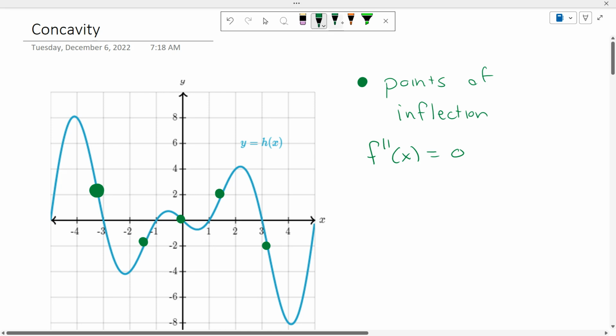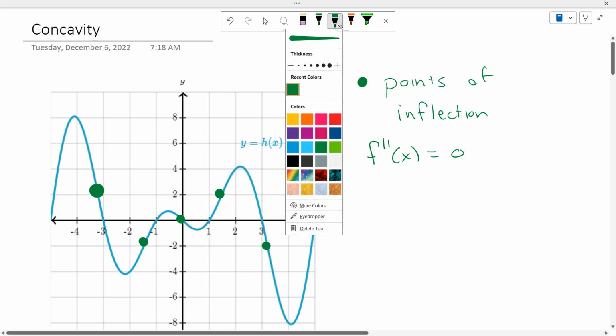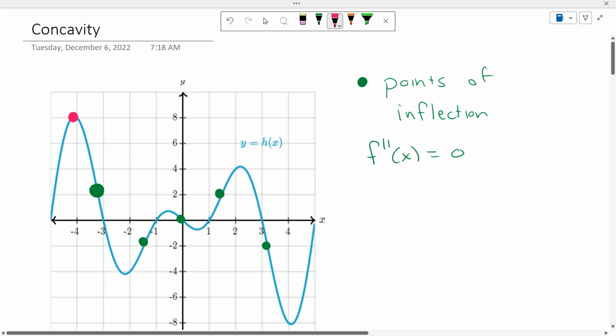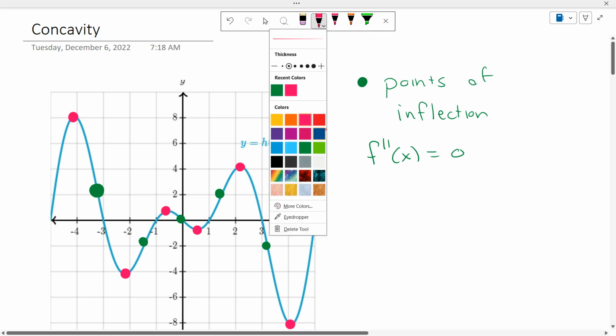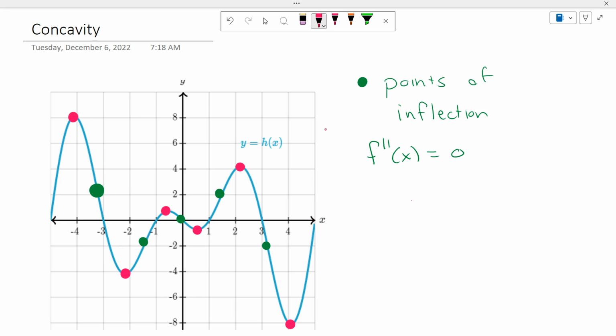Okay? So then we're going to do a little review here. Here's a max, here's a min, here's a max, here's a min, here's a max, here's a min. In general, it's about halfway in between. Most of the time it's halfway in between. Not absolutely, but it's where the second derivative equals 0.